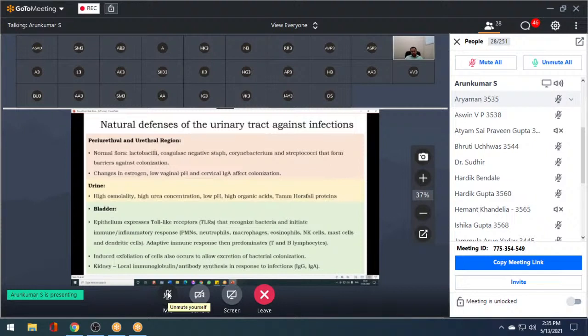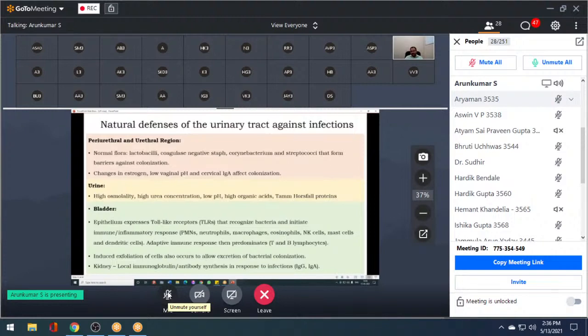In the females, the presence of estrogen causes a low vaginal pH, an acidic pH. And apart from this, the cervix has production of local IgA antibodies. And this prevents colonization in these patients. The urinary flow, where urine is rich in organic acids and Tamm-Horsfall protein, and the presence of high osmolality, prevents the growth of microorganisms. So this per se will prevent UTI. And as you go higher up, the bladder epithelium has a number of toll-like receptors which would be able to recognize all these microorganisms and present them to the immune system, thereby causing a rapid immune response and clearance of the organism. That is how the bladder prevents itself from getting infected.